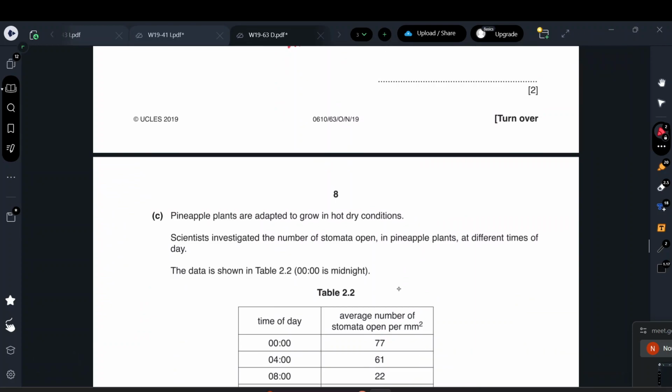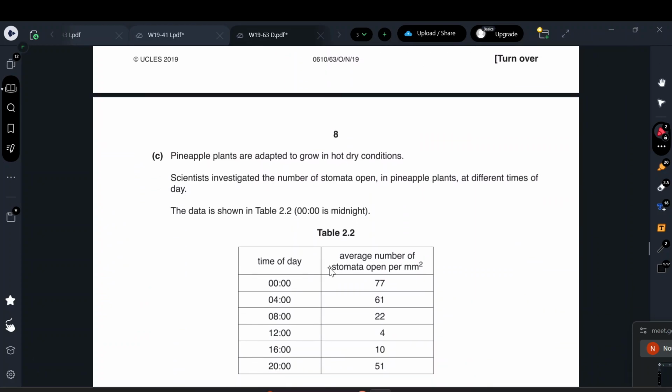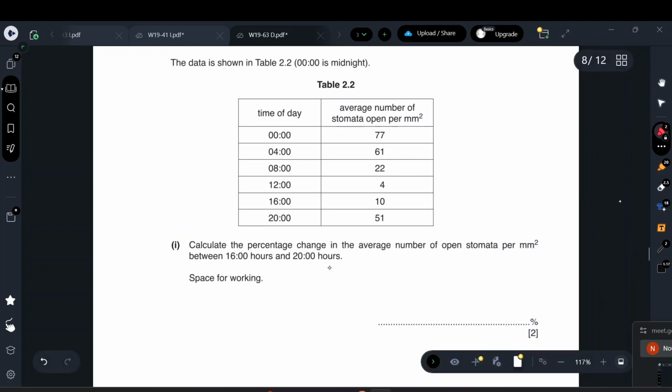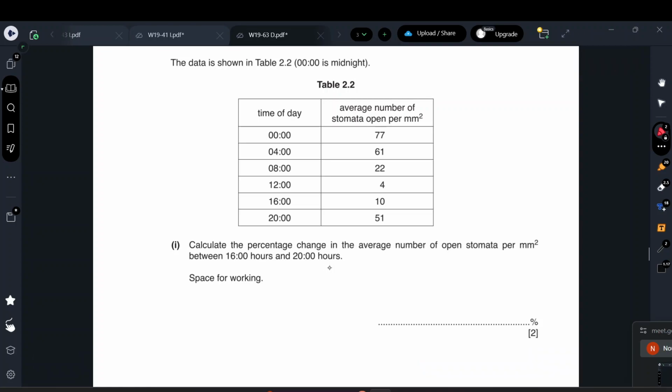Pineapple plants are adapted to grow in hot, dry conditions. We investigated the number of stomata opening in the pineapple plants at different times of the day. Okay. Calculate the percentage change between 16 and 20. The rule is final minus original over original times 100. So it is 51 minus 10 over 10 times 100. Calculate it on the calculator. It will be 410%.